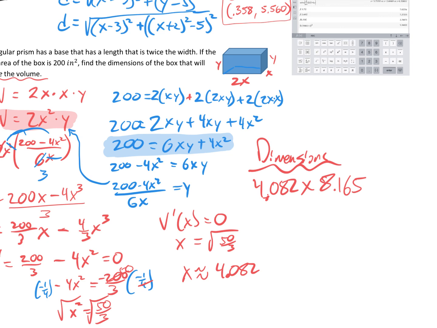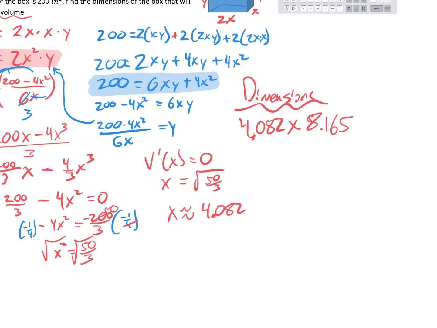And then for our y value, we're going to take this and plug it in here. So to find our y value, we've got to plug this in here. So y is going to be 200 minus 4 times the square root of 50 thirds squared, all over 6 times the square root of 50 thirds. All right. And let's see what that comes out to be.